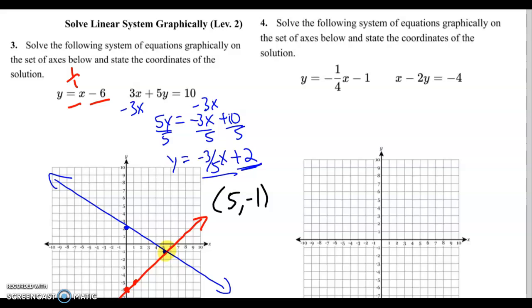Alright, let's look at one more. Alright, so we're going to take the -1, that's the y-intercept. Then my slope is -1 over 4, so I'll go down 1 and to the right 4. And then I draw my line.